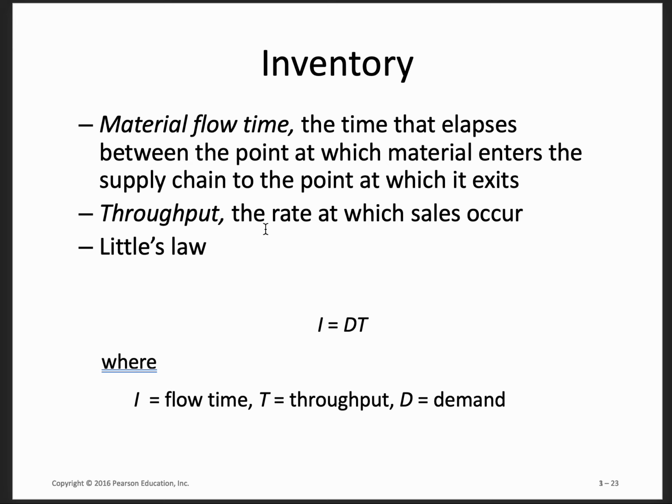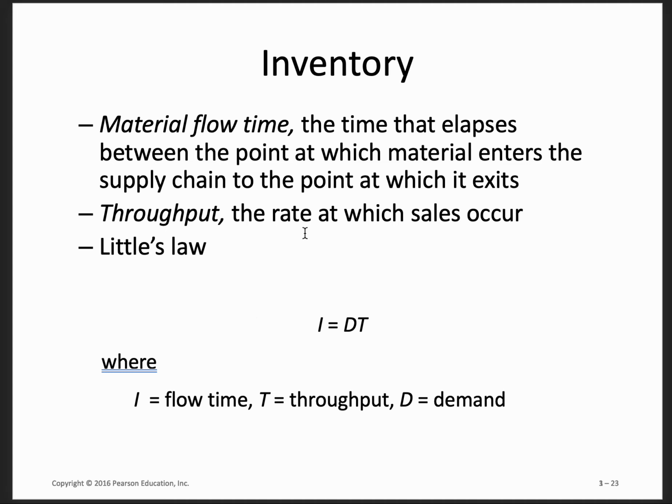Now, some of the inventory metrics are material flow time, throughput, the rate at which sales occur, and of course, there is something called Little's Law. We're not going to spend time on it. It just says that the flow time within a system can be calculated as the product of demand and throughput. Right? So, flow time is the time that elapses between the point at which material enters the supply chain and the point at which it exits. So, it's like turnover time, but material flow time, right?